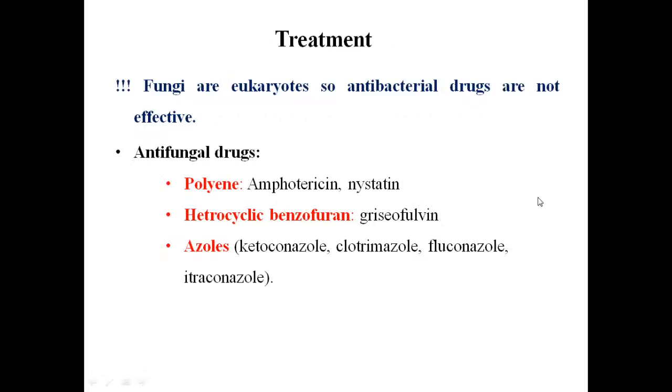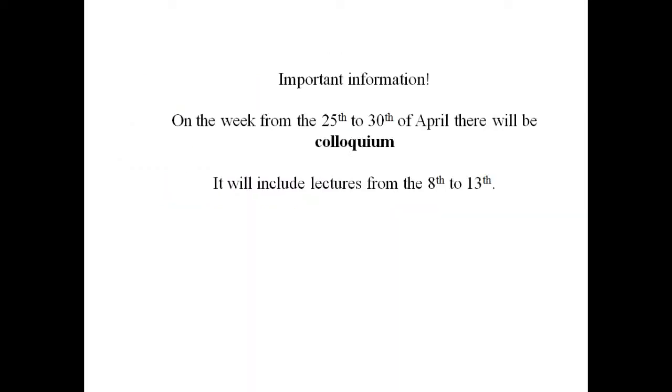What about treatment? Fungi are eukaryotic cells, they have a nucleus, so antibacterial drugs are not effective. Antibiotics are used for treatment of bacterial infections. What are antifungal drugs? There are polyene drugs, which include amphotericin and nystatin, heterocyclic benzofuran like griseofulvin, and azoles like ketoconazole, clotrimazole, fluconazole, itraconazole. These are all antifungal drugs that are used for treatment of fungal infections. Now, that's all about this lecture.